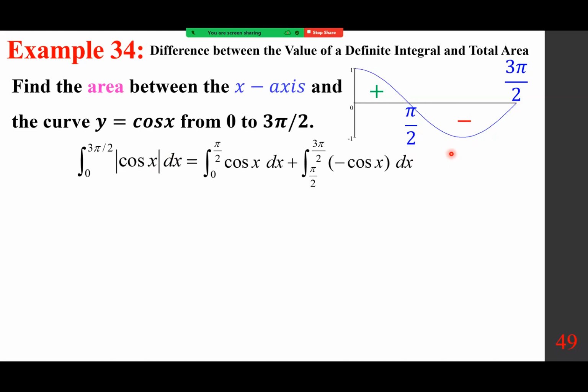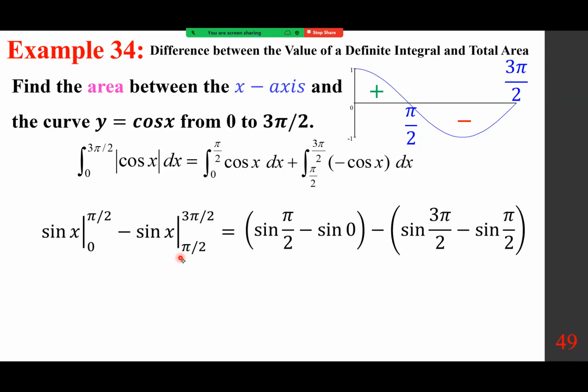So obviously, we know the derivative of cosine is negative sine, but the antiderivative or integral becomes a positive sine. So this is sine from 0 to pi over 2 minus sine from pi over 2 to 3 pi over 2. Everything else, this is the only calculus step, okay? Now we're going to plug in pi over 2 and 0, minus, we're going to plug in 3 pi over 2 and pi over 2, and so on. So sine of pi over 2 minus sine of 0 minus sine of 3 pi over 2 minus sine of pi over 2.